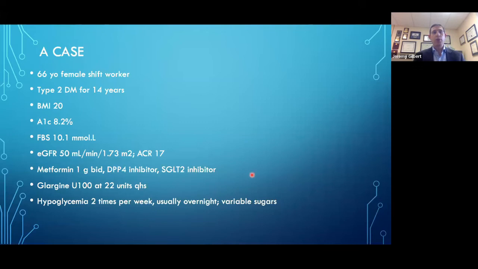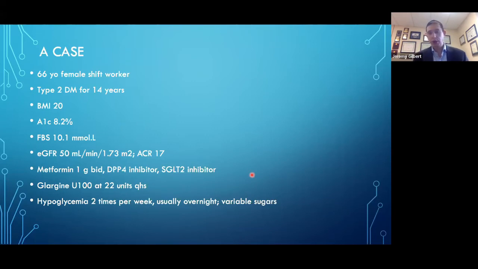This is a 66-year-old woman who's a shift worker with type 2 diabetes for 14 years, who has a BMI of 20 and an A1C of 8.2%, a fasting sugar of 10.1, a GFR of 50, and an albumin to creatinine ratio that's elevated at 17. With type 2 diabetes, she's been on metformin, a DPP-4 inhibitor, and an SGLT2 inhibitor with glargine U100, currently at 22 units. The concern that she expresses is hypoglycemia happening on a weekly basis, usually overnight. And also, she's very concerned that her sugars are going up and down.